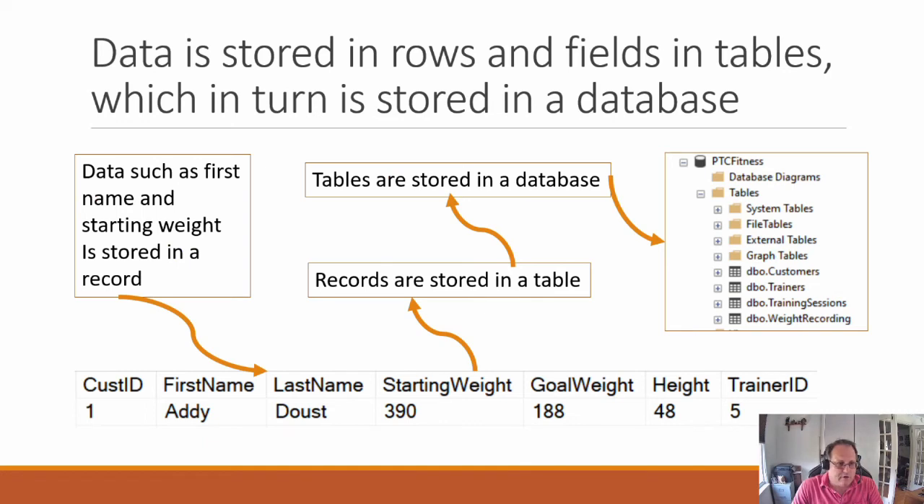Data is going to be stored in your rows and fields in your tables. So we've got data here, like here is that first record. This is a record which will be stored in a table. This record will be stored in a database, and this database will look like this in SQL Server. You have the cylinder, which is the universal symbol of database. It has a bunch of folders under there with my 4 tables.